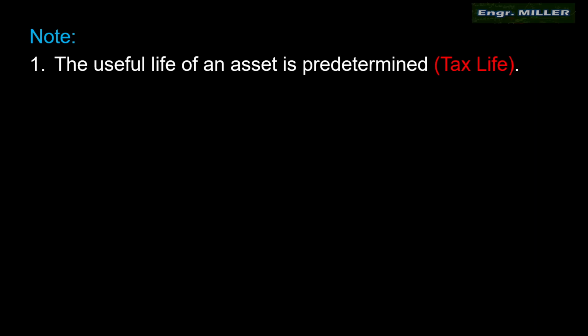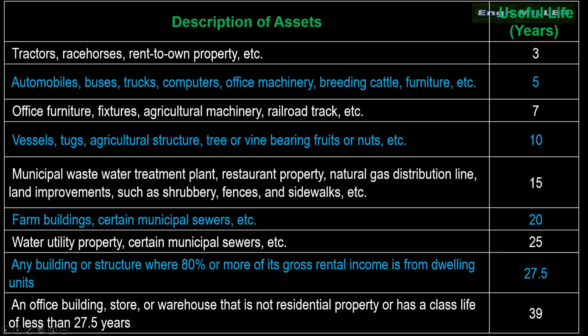The useful life of an asset is actually predetermined here in the MACRS method. Ibig sabihin, yung useful life or tinatawag na tax life ay meron ng predetermined value. Hindi siya nakadepende sa economic life actually ng product. Bagkos nakadepende siya dun sa tax life as predetermined by IRS dun sa Amerika. And these are the periods.